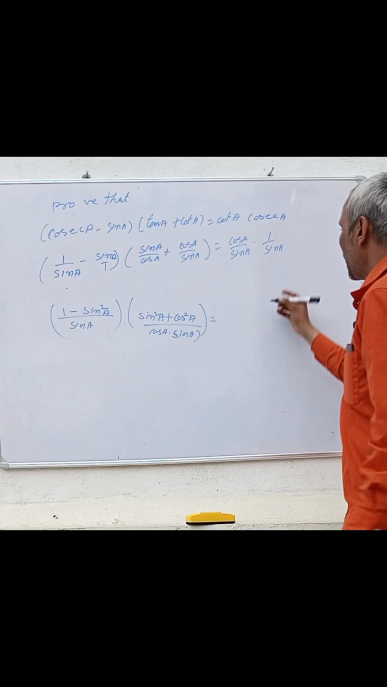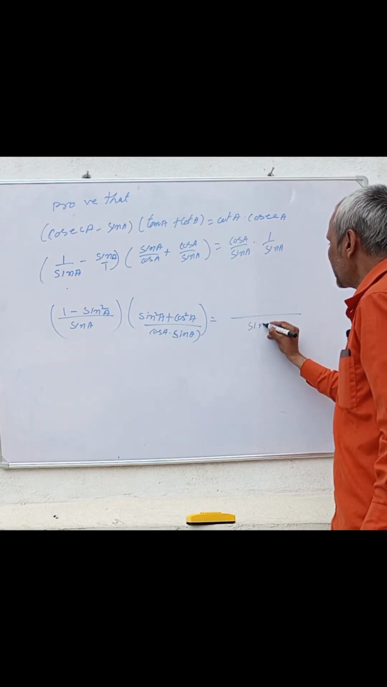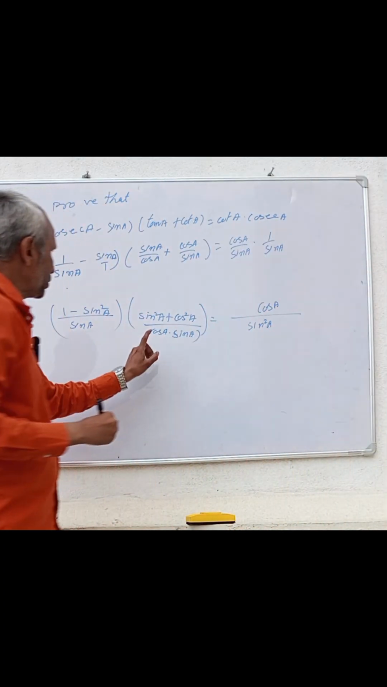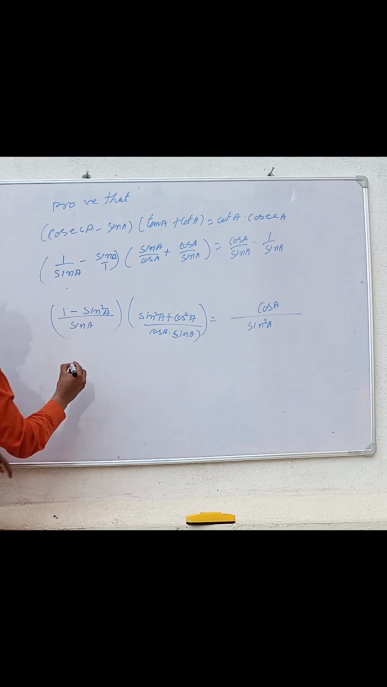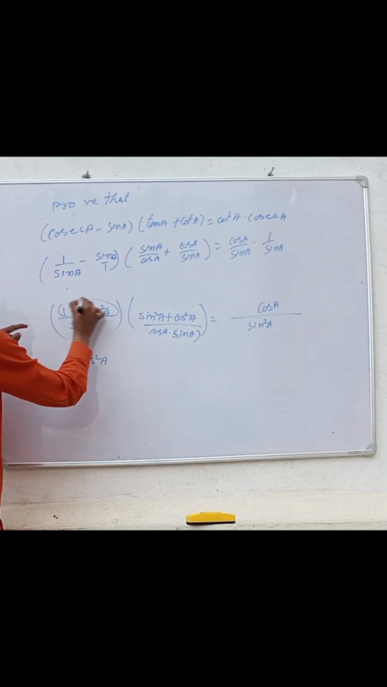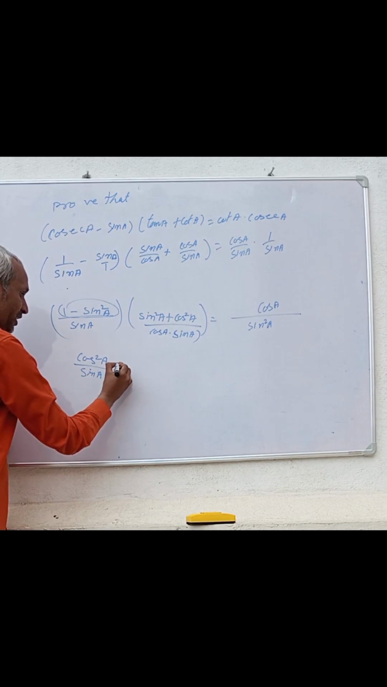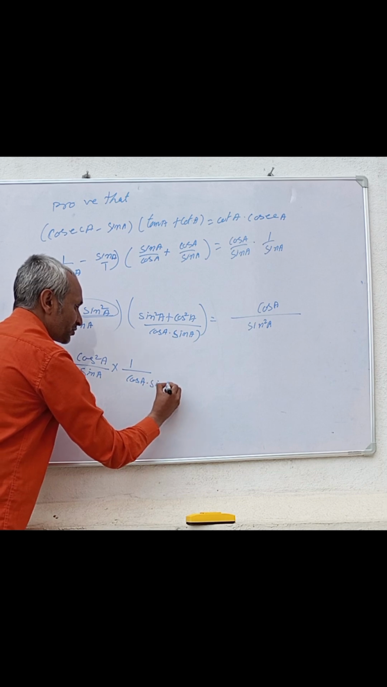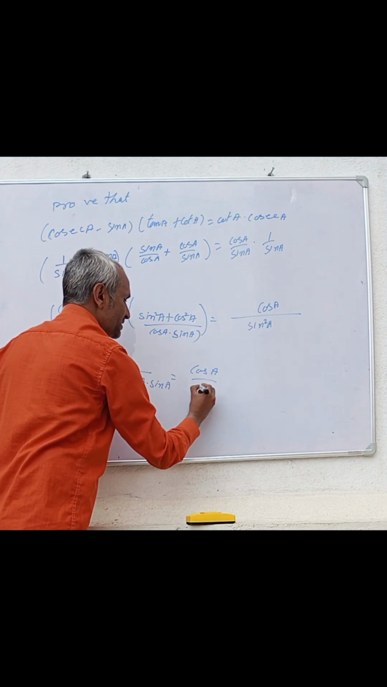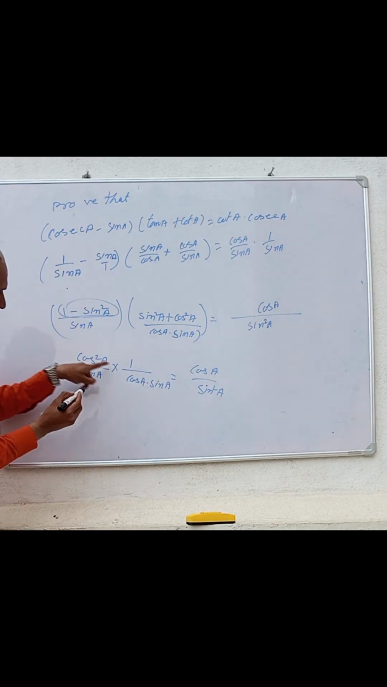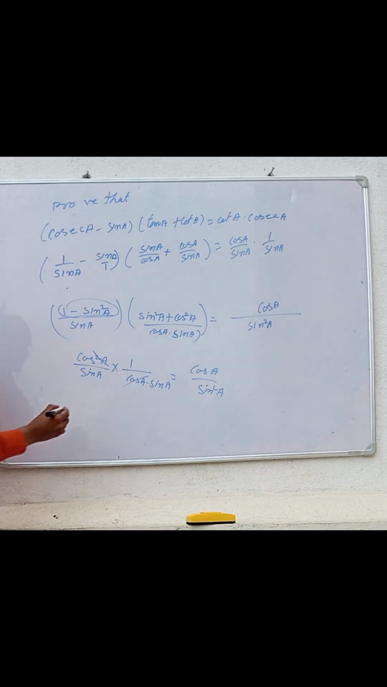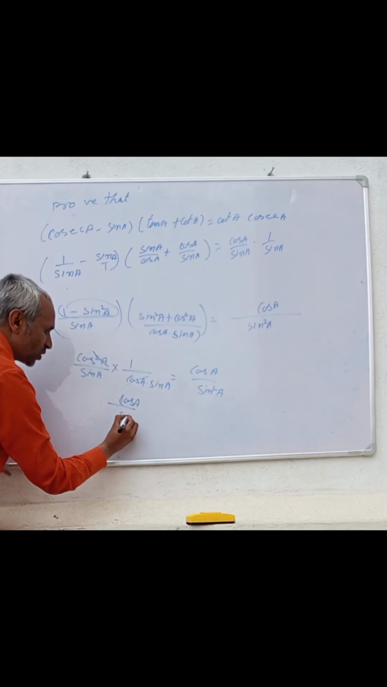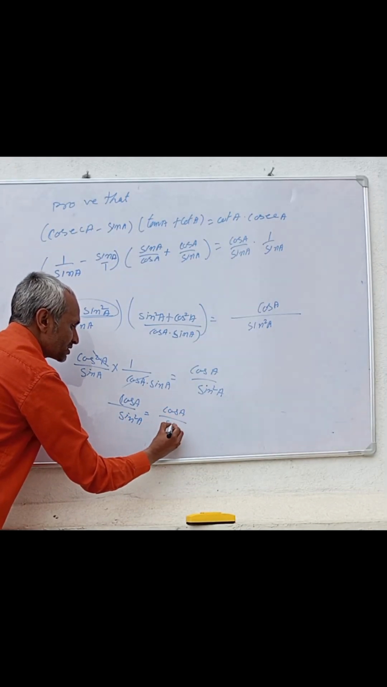Then on this side we take the LCM, so we multiply: sin A into sin A, sin square A, and upside cos A. Now you know sin square A plus cos square A is equal to 1, so 1 minus sin square A is equal to cos square A. This is an identity. Sin square A plus cos square A is 1, so we get 1 by cos A into sin A. Then cos square A by sin A into cos A into sin A: cos cancels because of the square, so cos A remains upside and sin A into sin A, sin square A, downside. This is equal to cos A by sin square A, same as the RHS.